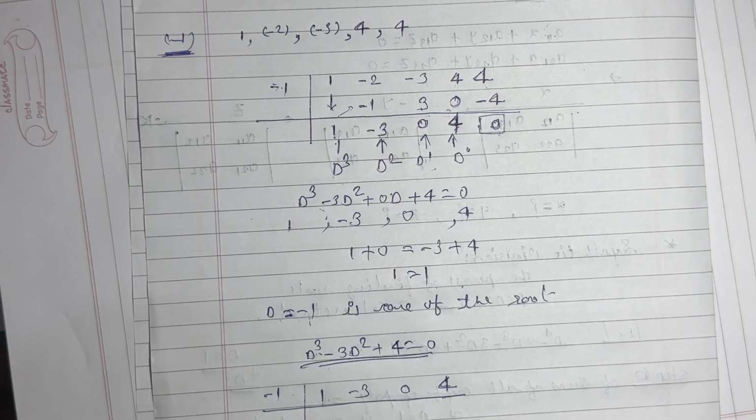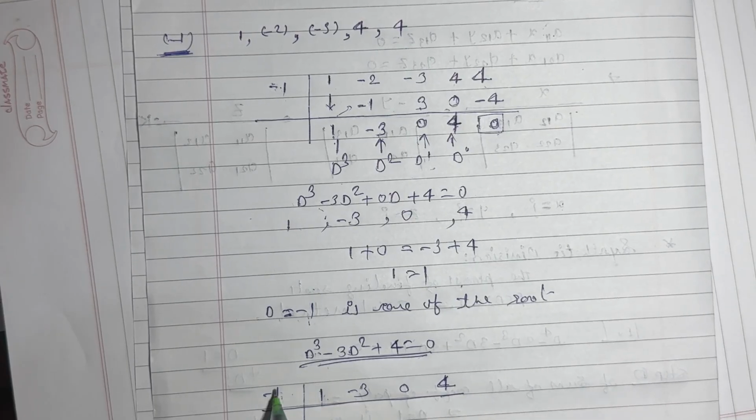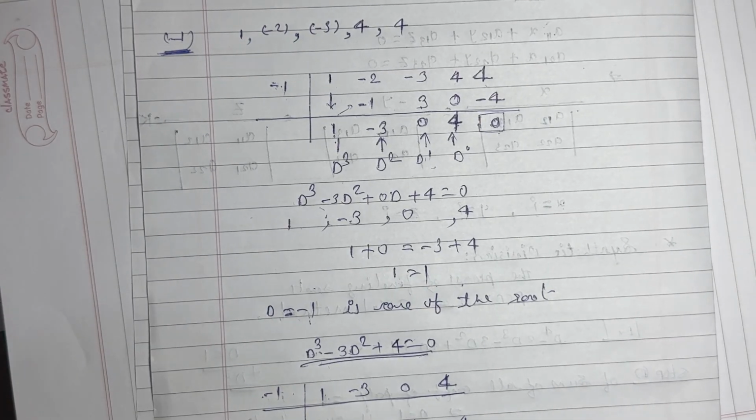We apply synthetic division similarly for finding the remaining roots. 1 is as it is here. Multiply: 1 into minus 1 is minus 1. Minus 3 minus 1 is minus 4. Again multiply this, minus 1 times minus 4 is 4. 0 plus 4 is 4. Then 4 minus 4 is 0. Obviously minus 1 is one of the roots.